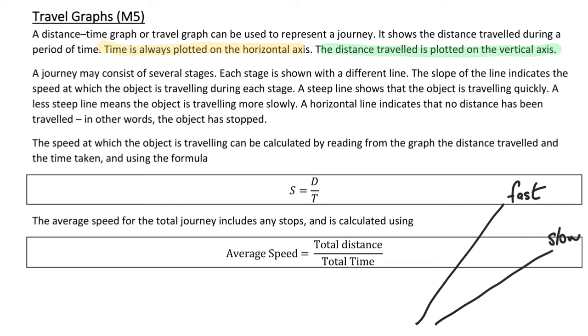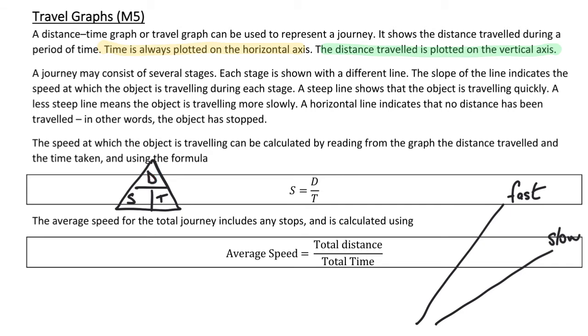The speed at which the object is travelling can be calculated by reading from the graph the distance and then using the formula speed equals distance over time. So in physics, you might use different letters for things, but we quite often have a speed, distance, time triangle that we can use to work out the other. So if we want to work out speed, we cover it and we can see it's d over t. If we wanted to work out time, we can cover the time and it's going to be d over s. And if we want to work out the distance, it's going to be s times t.